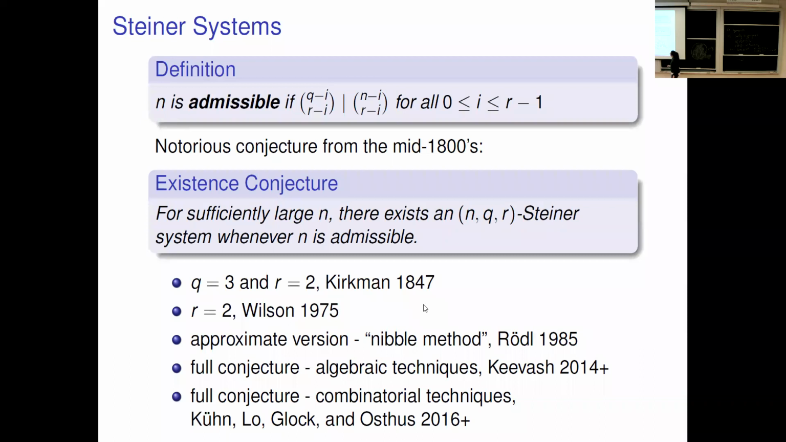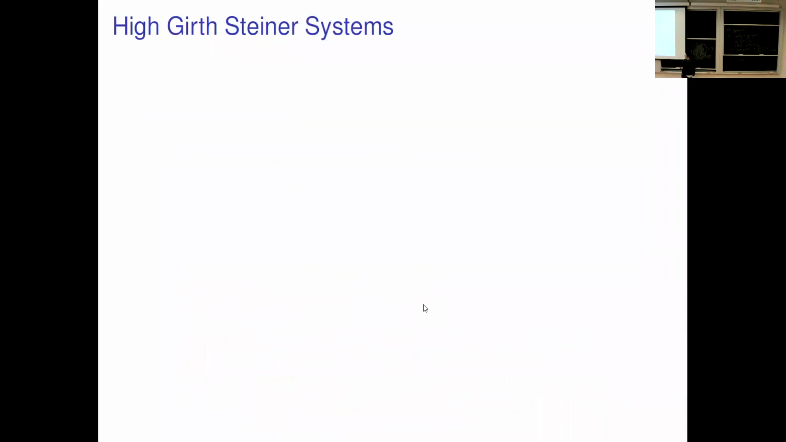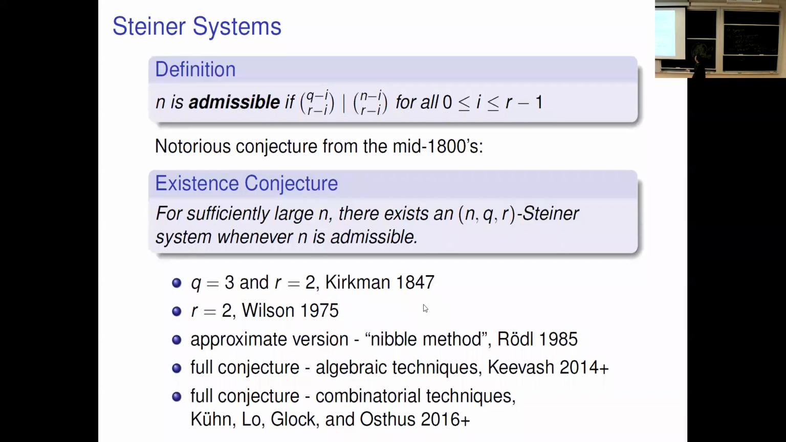the nibble technique showed the approximate version, and the full conjecture was only recently solved using some sort of randomized algebraic construction and purely combinatorial techniques quite recently. And this was a very, very big deal in the combinatorics community. But this is now fully resolved. So what's next? What else can we say?